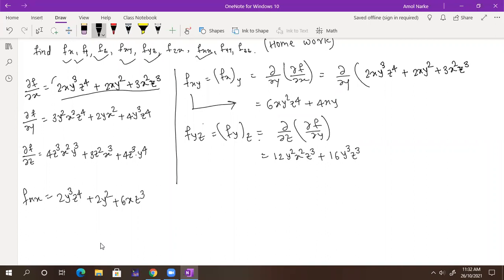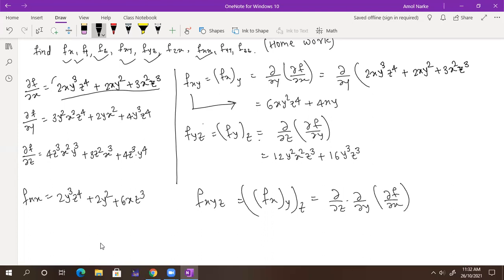f_yy and f_zz you can easily find out. No problem. If someone asks you to find f_xyz, you can easily find it. How? You find f_x, then f_y, and then f_z. So first ∂/∂z into ∂/∂y into ∂f/∂x. You already have ∂f/∂x, so ∂/∂z into ∂²f/∂y∂x. ∂²f/∂y∂x you calculate; xy and yx are the same.